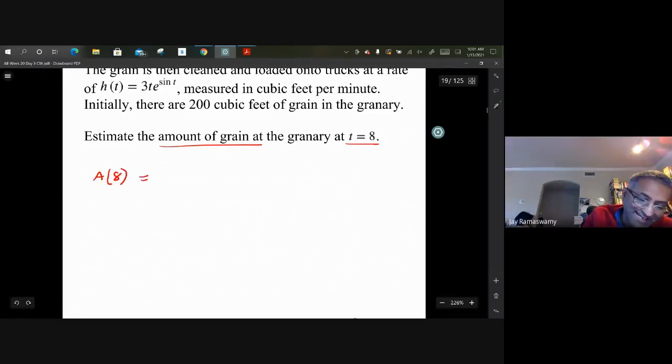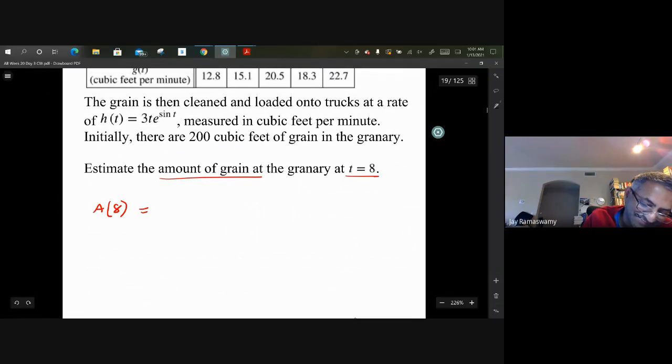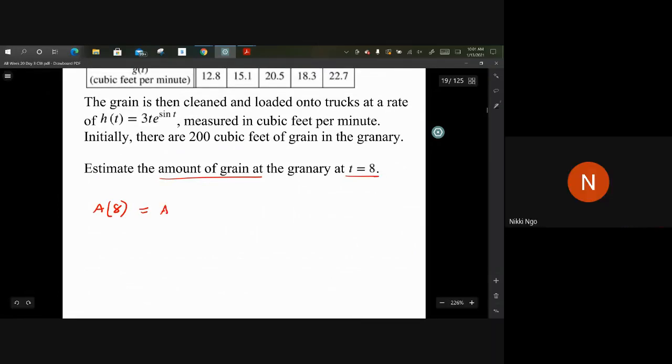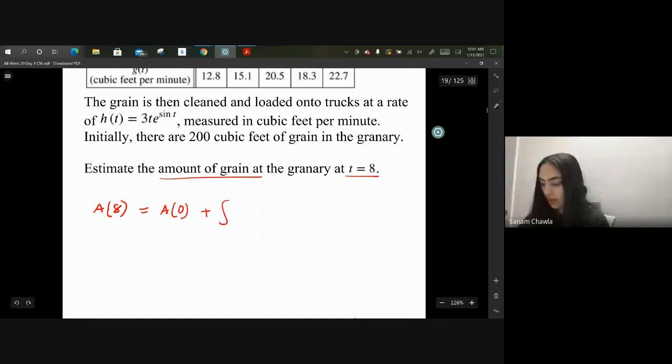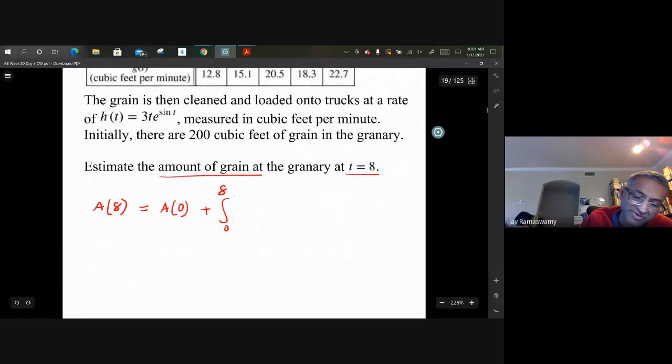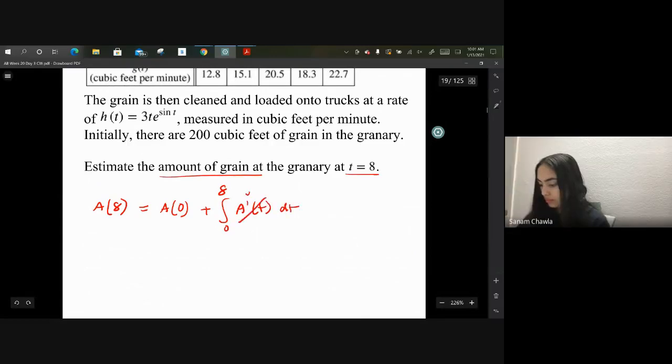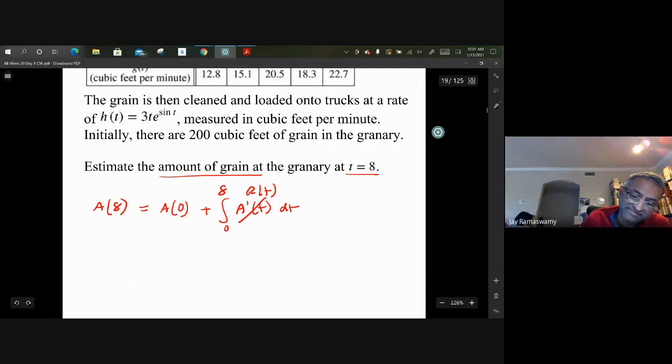What's A of 8 equal to? A of 0. Please be alive. You should be alive to do next corollary always. Plus, interval 0 to 8. Guys, the intervals are perfectly fine. They match up. There's no difference. 0 to 8 of A dash of t, which is R of t. Yes? Everybody okay there?